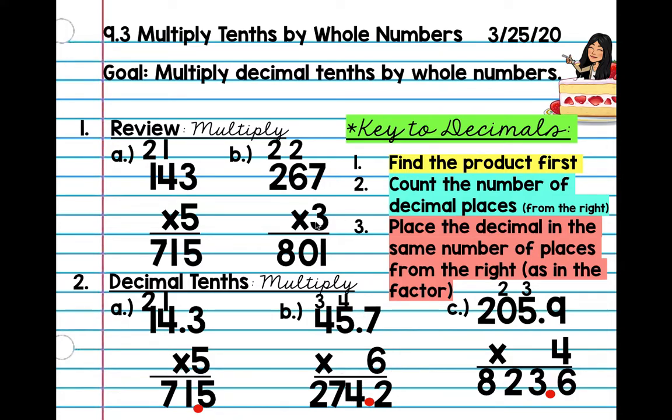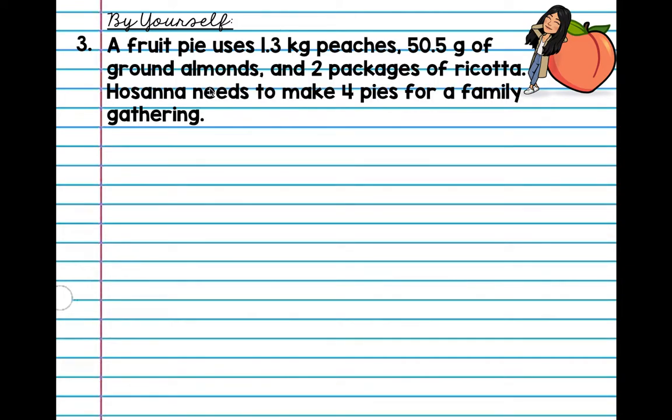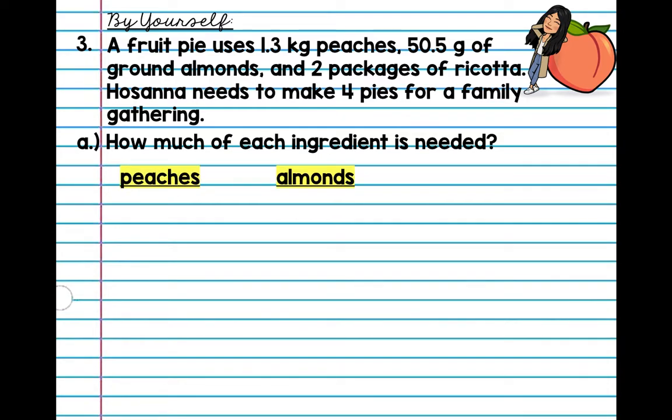Again, you can go back if you need a little bit more help, but let's move on to number 3. Skip a line and write by yourself, we're going to answer two word problems together. A fruit pie uses 1.3 kilograms of peaches, 50.5 grams of ground almonds, and 2 packages of ricotta cheese. Hosanna needs to make 4 pies for a family gathering. Question A. How much of each ingredient is needed? So you need to have 3 answers. You need to find peaches, ground almonds, and ricotta.